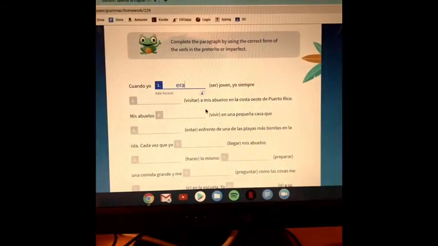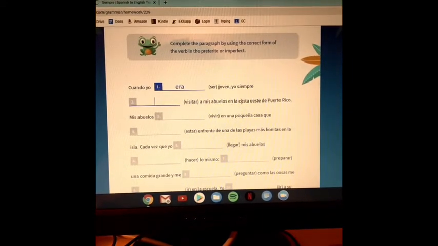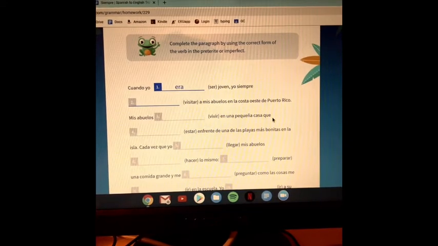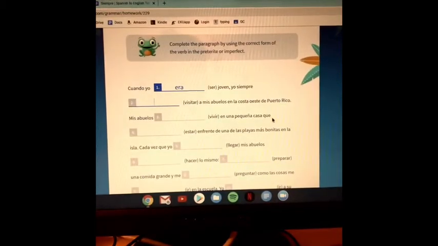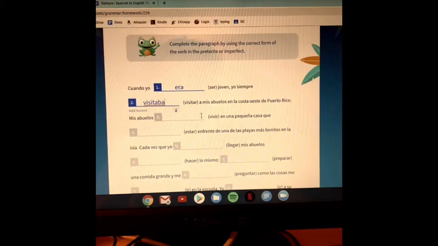So if it's something that I always did, I always visited my grandparents, that's something that's ongoing. So it's still yo, visitar. Remember the endings for imperfect are aba, abas, aba, abamos, abais, aban. And visitar is just normal. So it's visitaba. Okay, and you can always double check yourself on Spanish dictionary, but I feel pretty confident about that one.